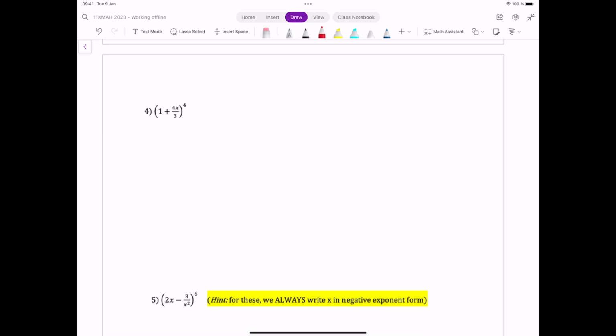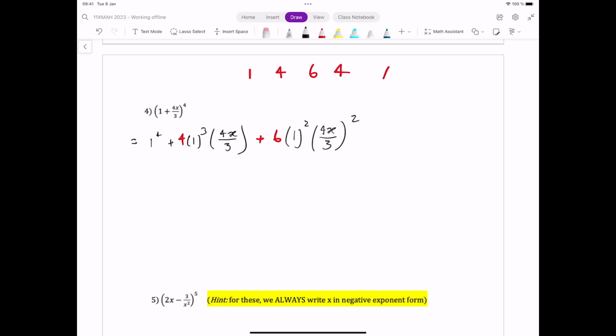So the fourth row of Pascal's triangle is 1, 4, 6, 4, 1. So we've got 1 to the power of 4 plus 1 to the power of 3, making sure we put our 4 out here, times by 4x on 3, plus 6, 1 squared, 4x on 3 squared, plus 4 times by 1, 4x on 3 cubed, and plus our last one, 4x on 3 to the power of 4.